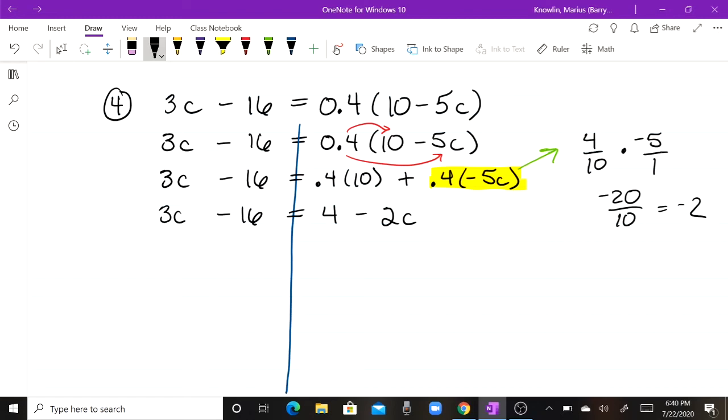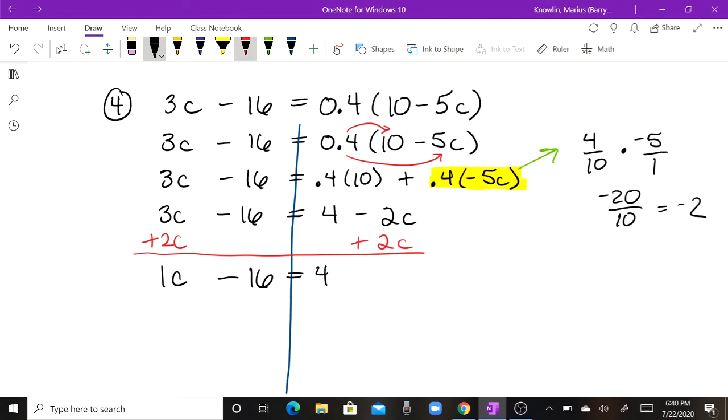Now that we have just variables and just constants, we want to go ahead and combine our variables, get those on the same side. And I'm going to move the 2c by adding it to both sides. The reason I'm moving the 2c is because it's the smaller variable term. So that's going to leave me with 1c minus 16 equals 4.